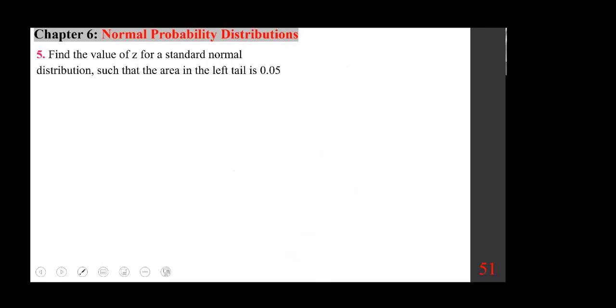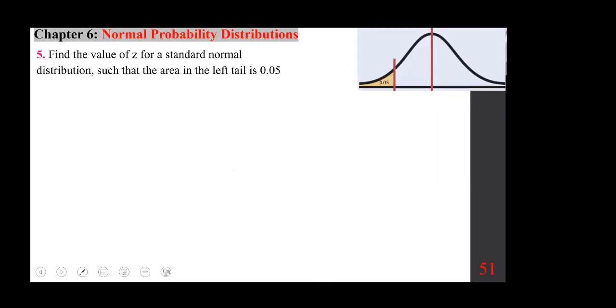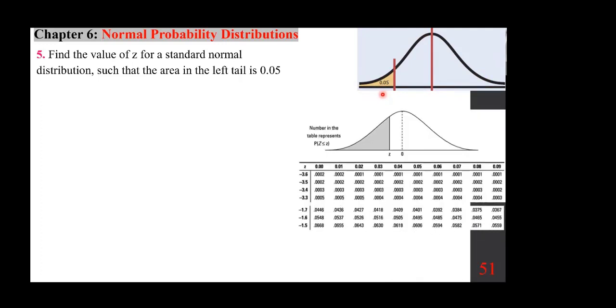Find the Z value for a standard normal distribution such that the area in the left tail is 0.05. So starting with the drawing helps. In the middle, you have 0, and then you go so many standard deviations away. Here's a normal curve, 0.05 on the left side. Now, let's look at the table.